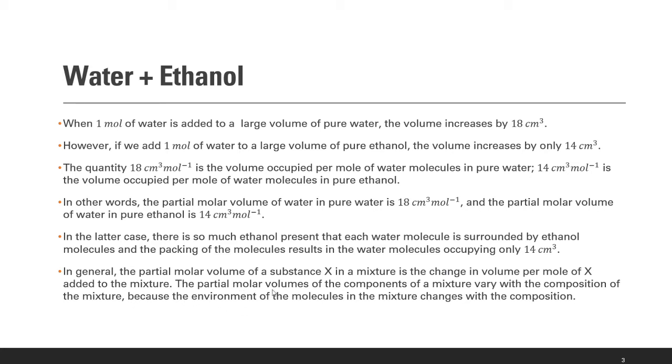These partial molar volumes of components of a mixture will vary with the composition of the mixture, because the environment of the molecules in the mixture changes with the composition.